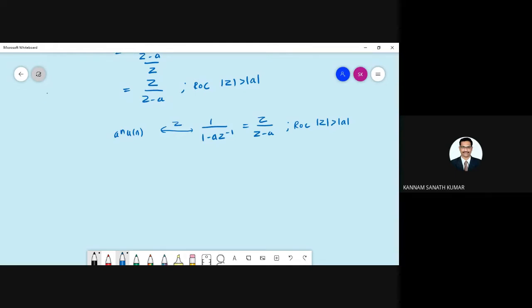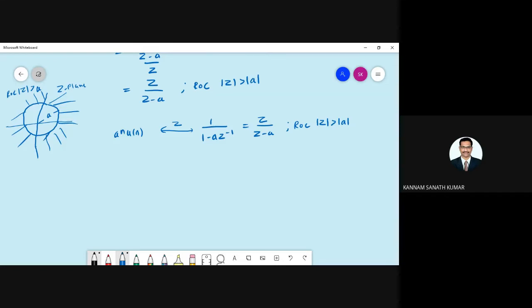If you draw the diagram for the ROC, this is the z plane, and this is a circle of radius a. Our ROC is mod z greater than a, which means it is outside the circle. So the ROC is nothing but the region outside the circle of radius a. This is the Z transform for a power n u of n.